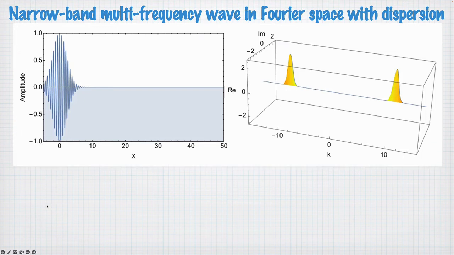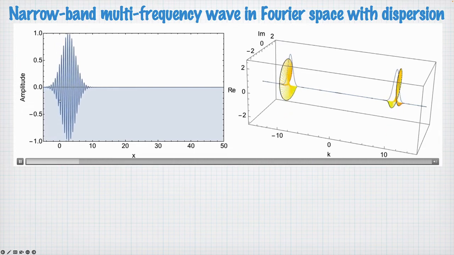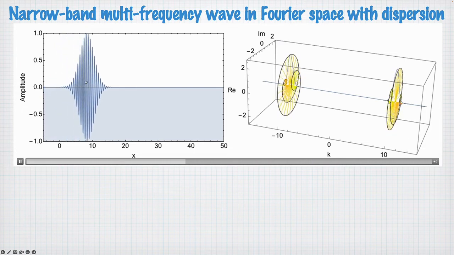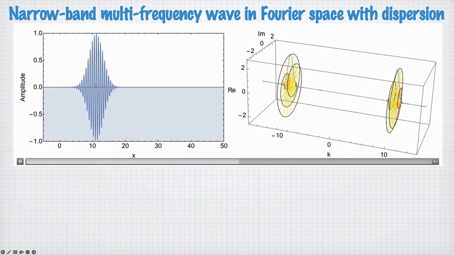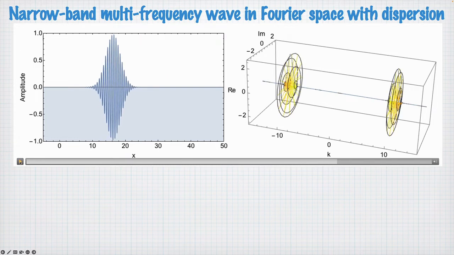Before we went through the definitions of group velocity and phase velocity, we watched this video where we have an envelope with some carrier frequency underneath, and we watch the envelope propagating along at the group velocity while the ripples underneath are moving at the phase velocity.